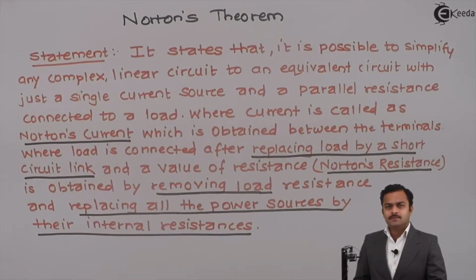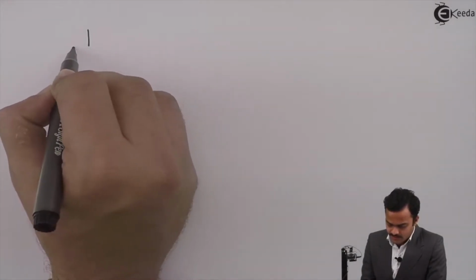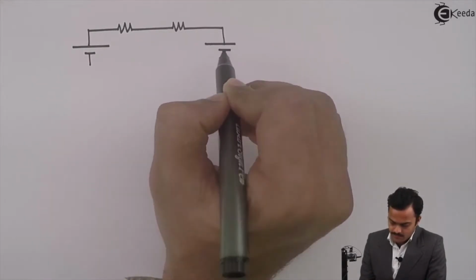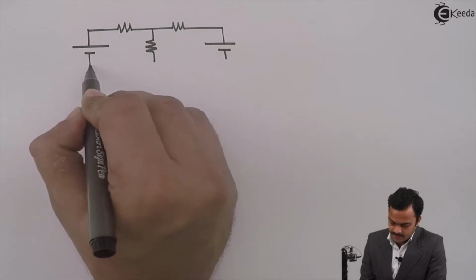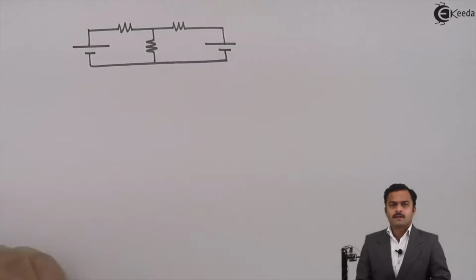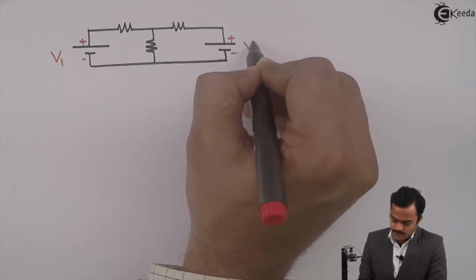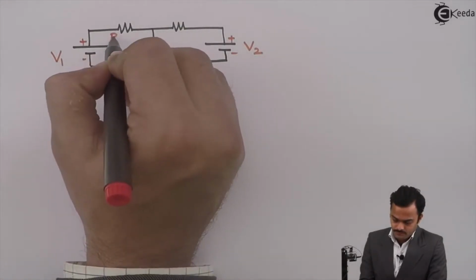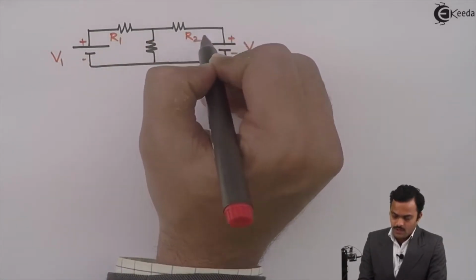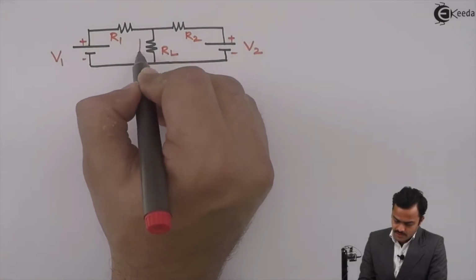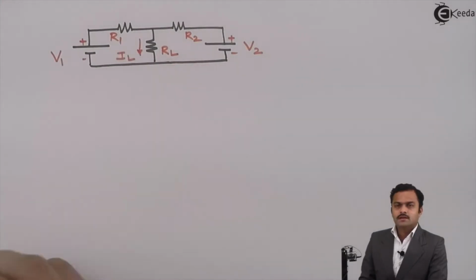To elaborate this concept, let's take a simple problem and solve it by Norton's theorem. So I will consider a circuit with voltage sources and three resistances connected like this. I will consider this is V1, this is V2, R1, R2, and let's consider this as load resistance RL, through which we are supposed to find a current using Norton's theorem.